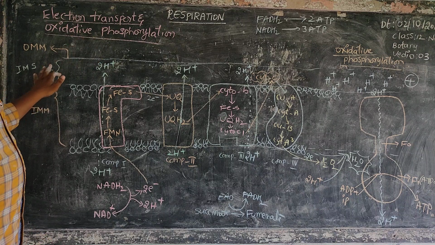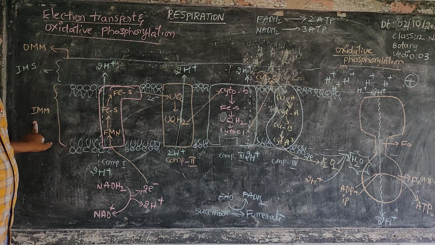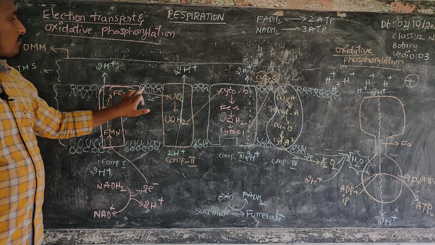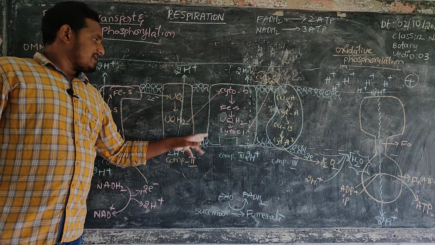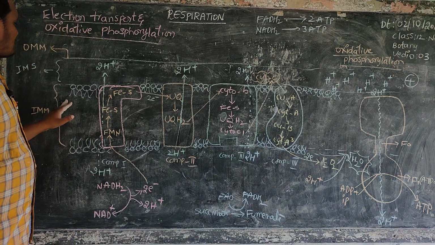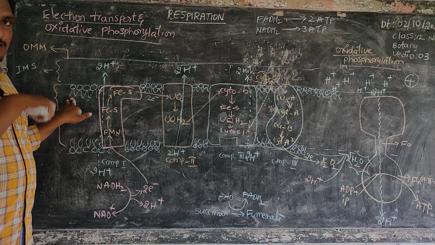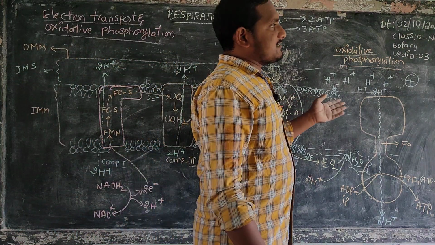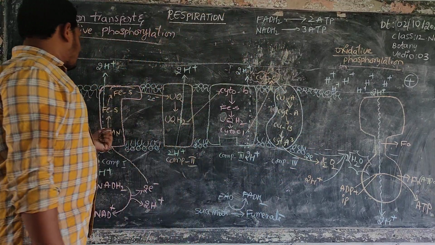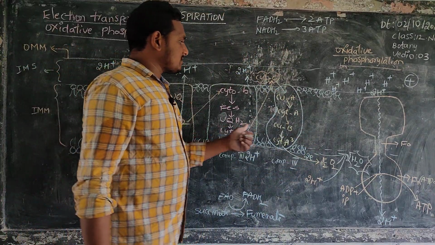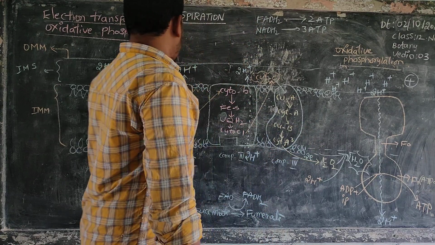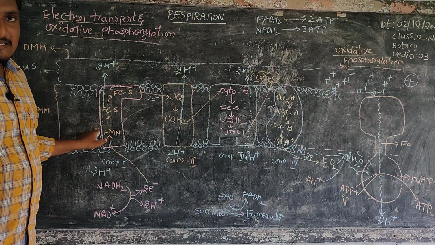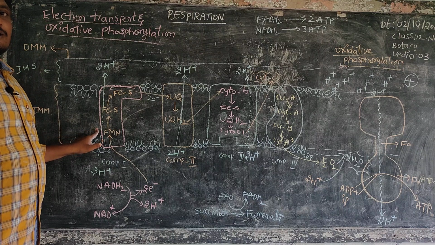Electron transport mainly takes place in the inner membrane of mitochondria. The inner membrane of mitochondria is mainly made up of biphospholipid, mainly phospholipids, phosphorus and lipid joined together. Four important complexes are present: complex 1, complex 2, complex 3, complex 4. In complex 1, what will happen? This complex 1 is also called NADH dehydrogenase.